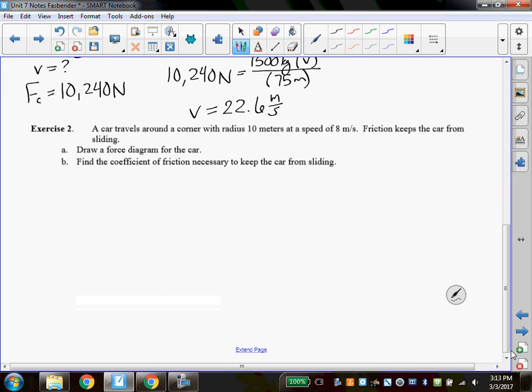Let's do one more exercise before we end for today. Our car travels around a corner of radius 10 meters at a speed of 8 meters per second. Friction keeps the car from sliding. So the first thing we want to do is draw a force diagram for the car.